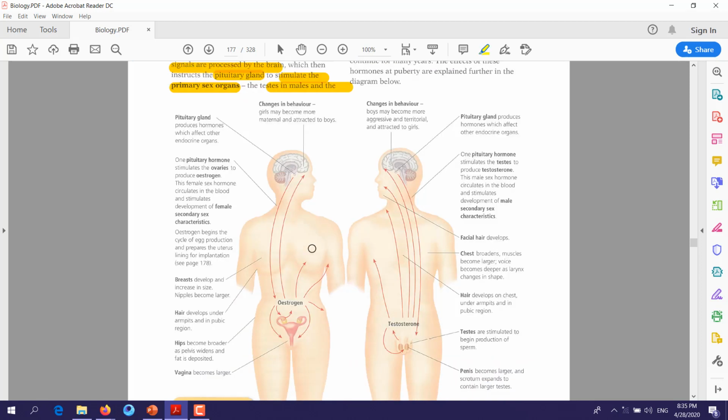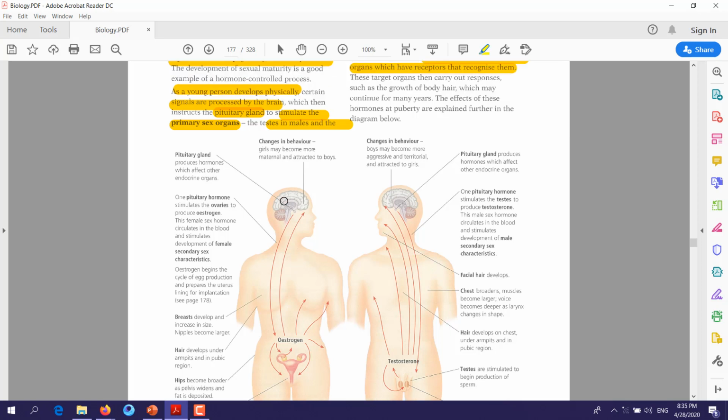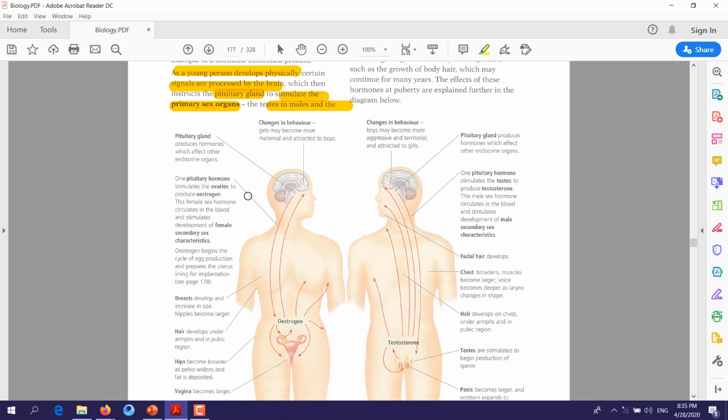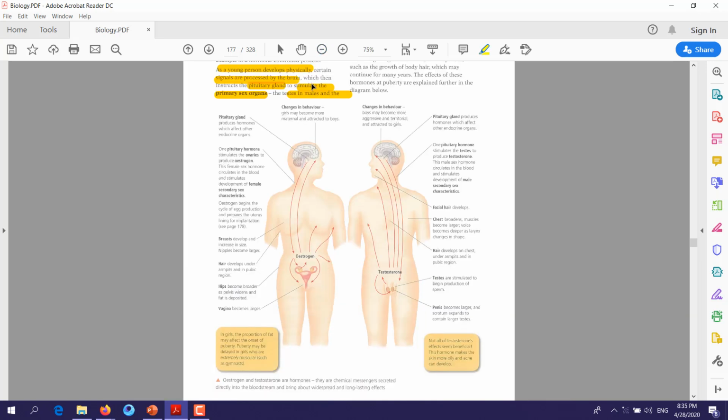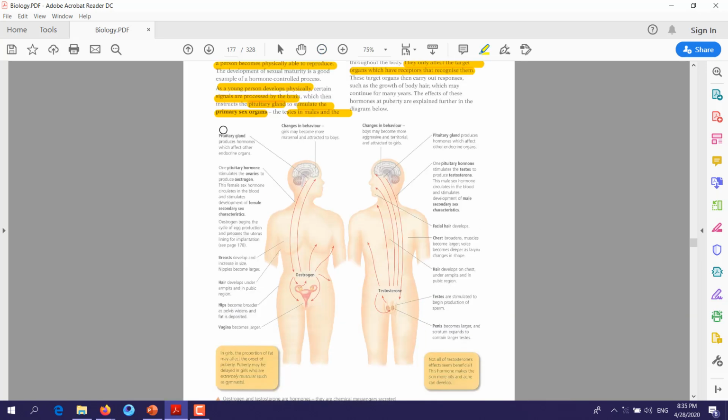Now let's take a look at these two diagrams. Here we will see how these hormones affect the human body in both male and female. We will see when they affect the body organs physically, and also how they affect the behavior of the person. Let's take the first one, the female reproductive system, or the female body.